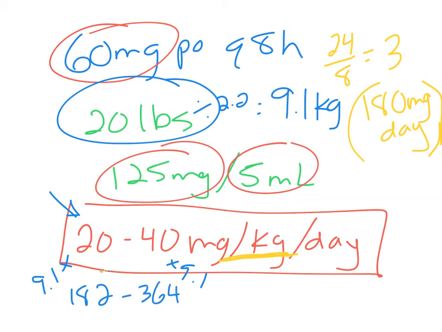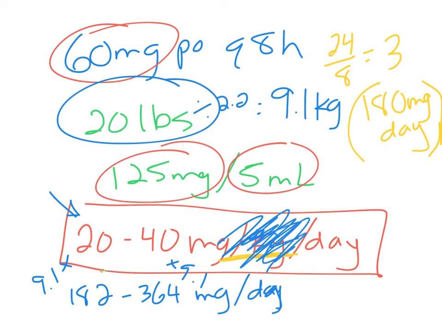So now we've eliminated on this literature how many milligrams they can take per kilogram. We know that our patient specifically can take 182 to 364 milligrams per day. Oh, per day. I can't write today. Because we eliminated this part, that per kilogram. We're considering what's safe for this person. Again, it's 182 to 364 because of our patient that weighs 9.1 kilograms.